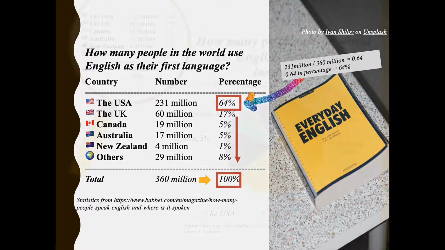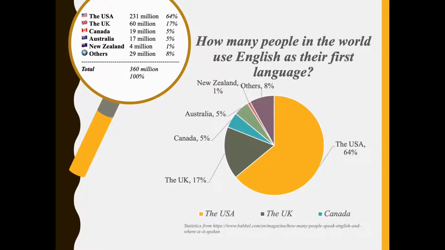Now that we have the numbers and the percentage, we can use them to make a pie chart. As we have mentioned before, a pie chart is a circle. From this chart, we can know that among all the English native speakers, the USA accounts for 64%, the UK 17%, and so on. Transforming numbers on the table into such graphs is helpful. Readers can know the relative portion each element accounts for instantly. For example, in this case, we can know that among all the people who use English as their first language, the USA has the most.